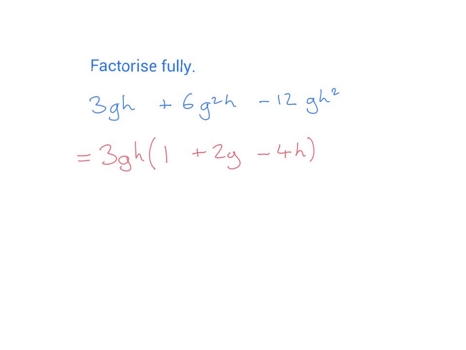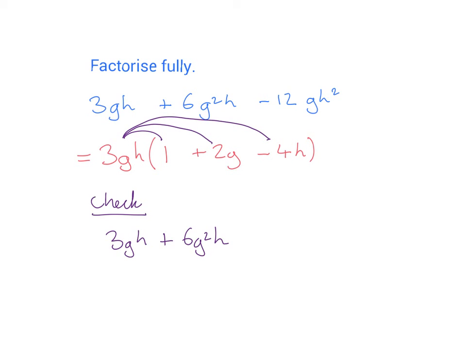So if I expand that out, just to check, I get 3gh times 1 is, well, 3gh. 3gh times 2g is 6g squared h. And 3gh times minus 4h is minus 12gh squared, which is what we started with.